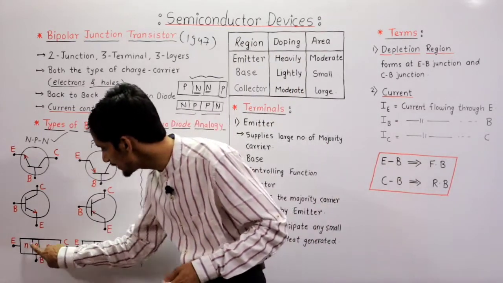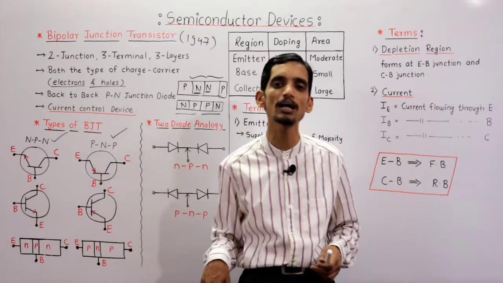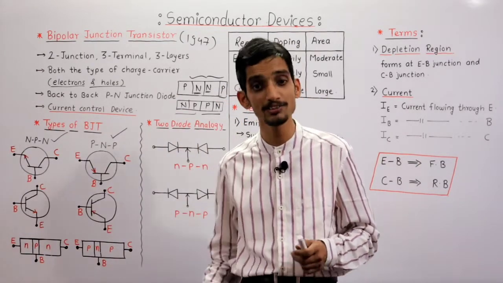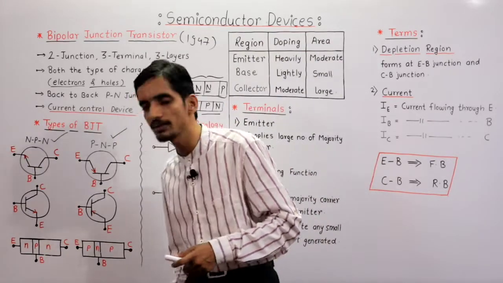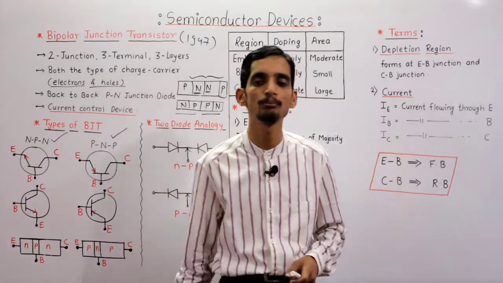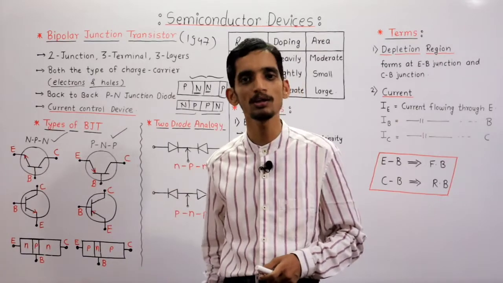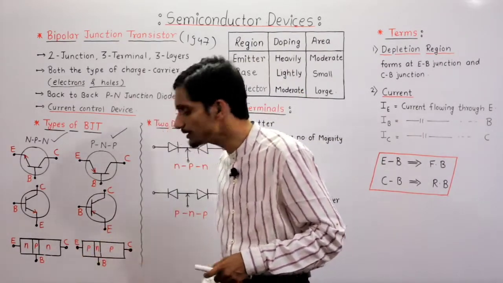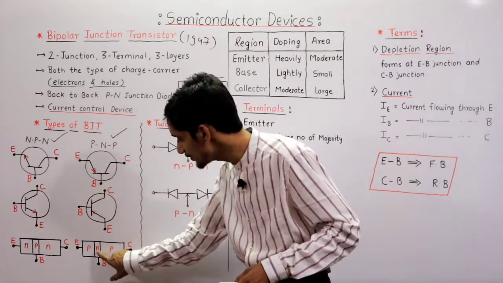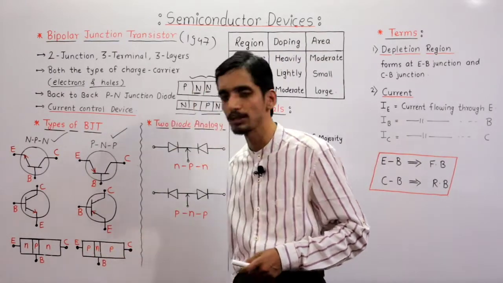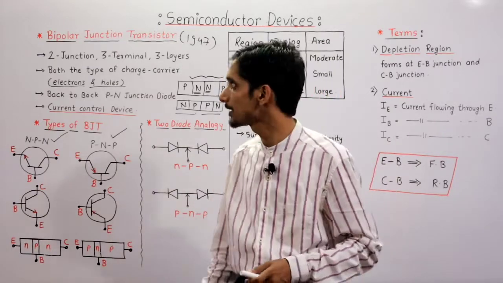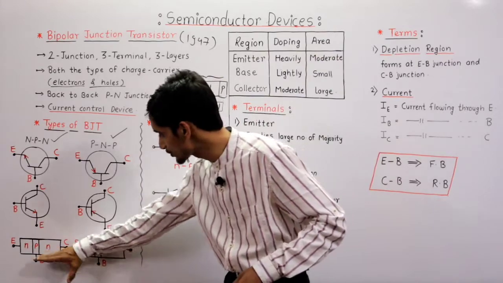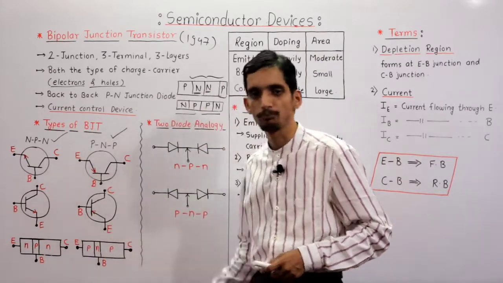Okay, then in NPN, the N-type semiconductor is formed by adding pentavalent impurities into the pure semiconductor like silicon, and the P-type semiconductor is formed by adding trivalent impurities into the pure semiconductor. Now the PNP transistor is formed by sandwiching the N-type semiconductor between two P-type semiconductors. So this is an important point. Clear? So this is the structure of NPN and PNP.